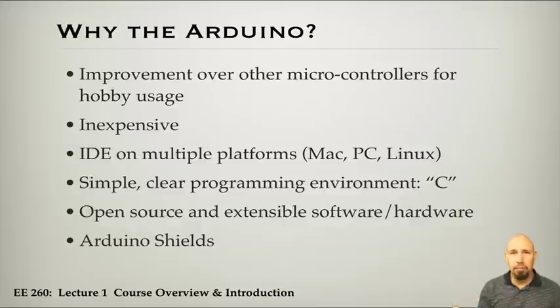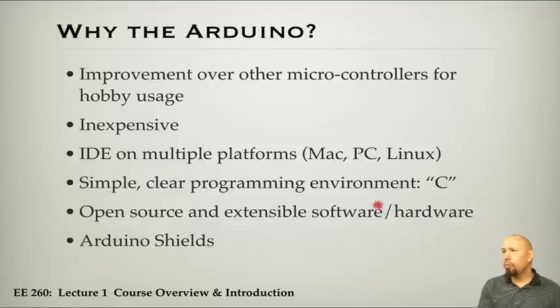Someone has developed a library to do all of these functions that once were very complicated to do, like micro-stepping of a stepper motor. Some of those things are really complicated. You don't have to worry about that. You can just use it, and that's really the power of this. Open source, extensible software and hardware.